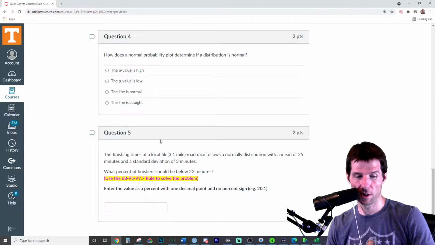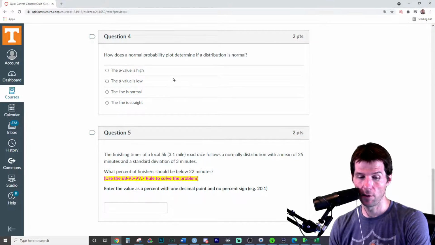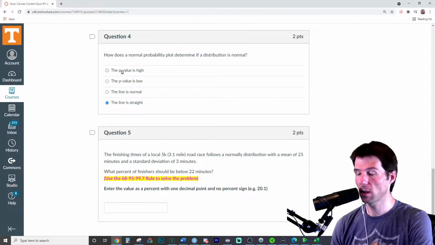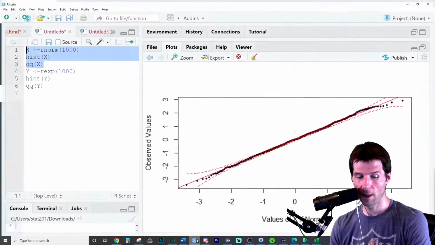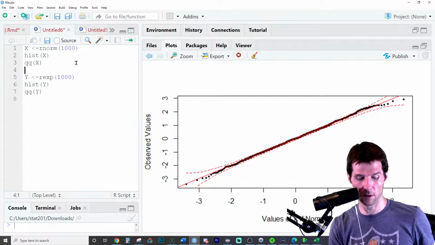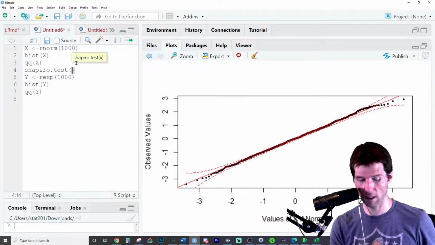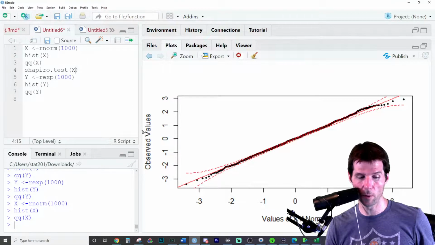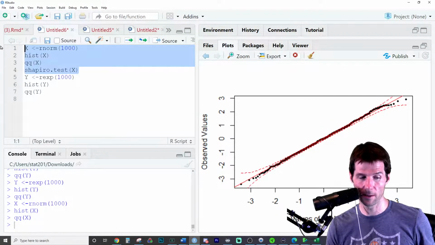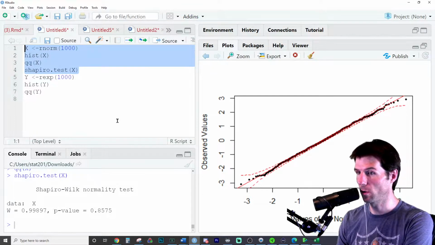So the answer to this question is, how does a normal probability plot determine if it's normal? A normal probability plot is going to have the line is straight. Now you see something about p-value right here. So there's another good talk on this. The p-values are actually done via the Shapiro-Wilk test for normality, also known as a goodness of fit test. So what is the null assumption, which is what we begin believing for this distribution? We start out believing it's normal.